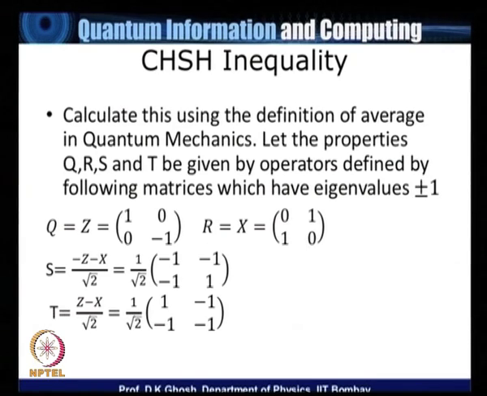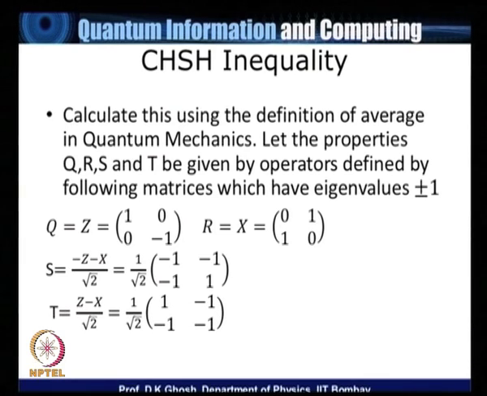You can check. Of course, you already know that sigma z and sigma x have eigenvalues plus 1 or minus 1, but it is trivial to check that S and T, defined like minus z minus x by square root of 2, etc., also give eigenvalues plus 1 or minus 1. Having done that, let us look at what these give me. I want to calculate expectation values of these 4 things that I wrote down, QS, QT, RS and RT, in the entangled state we have been talking about, namely (01 minus 10) divided by square root of 2. So, let us do that calculation.